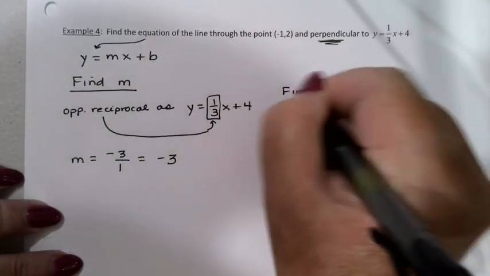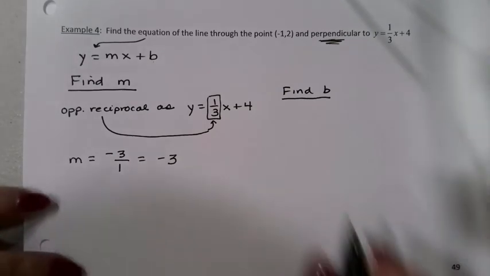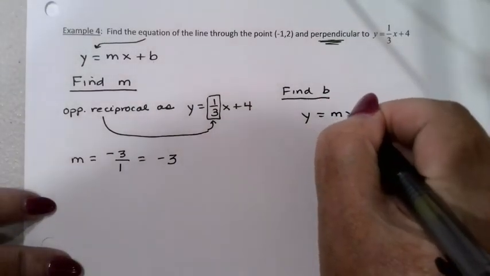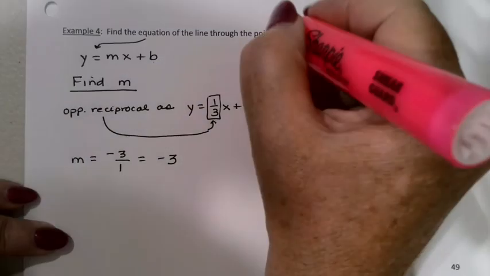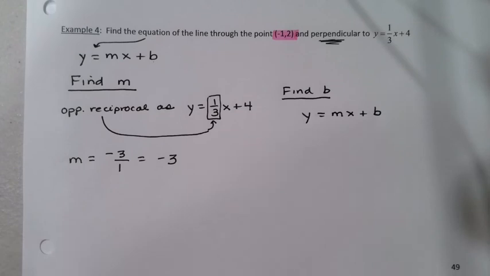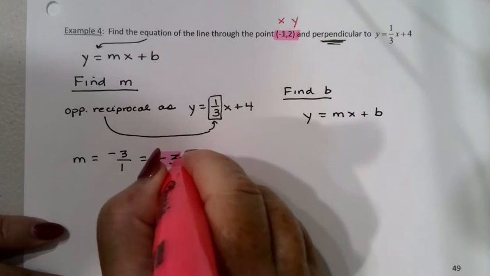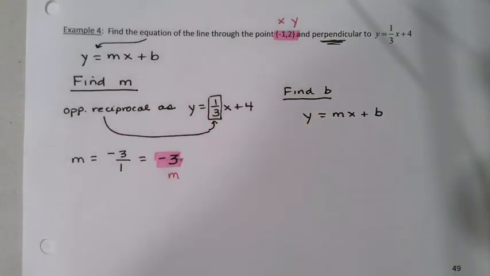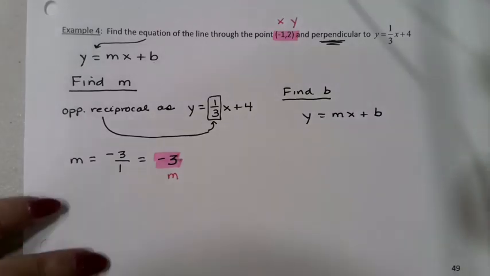All right, I also need to find b. This time they weren't quite as nice, right? Last time they gave me the y-intercept. This time they didn't. They gave me the point (-1, 2), which is not the y-intercept. So I'm going to go back to y equals mx plus b, and I'm going to plug in some information. I've got an x and a y, and I've got an m. If I plug all those numbers into my equation, b will be the only unknown, and I'll be able to solve for it.